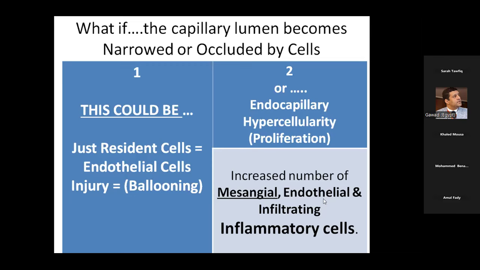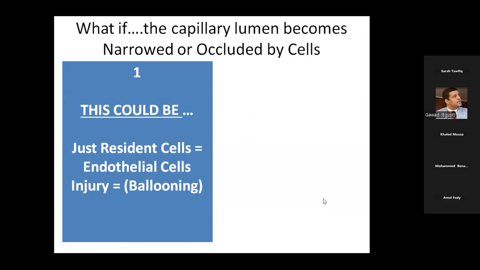The other situation is that outside intruder cells go inside the glomerular capillary, and these cells are mostly inflammatory cells. So these are not resident cells, they are intruders, or inflammatory cells. Let's discuss the first situation, Sarah.